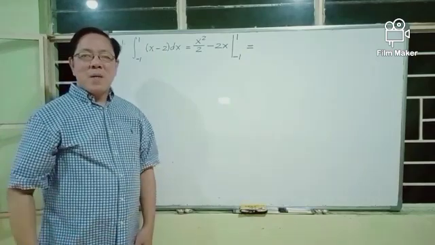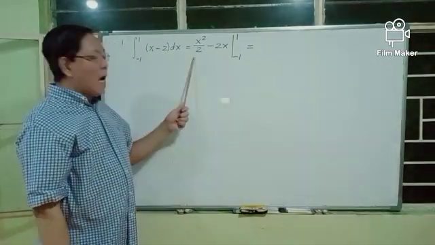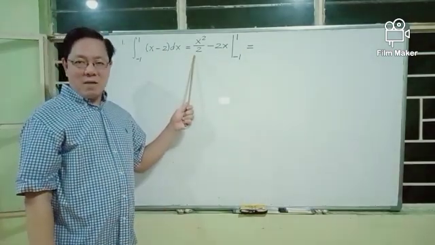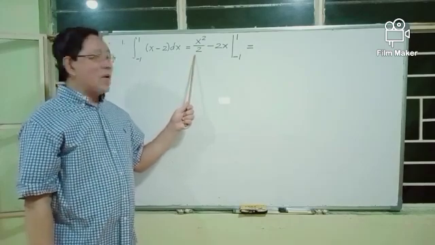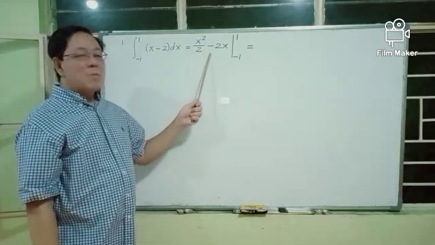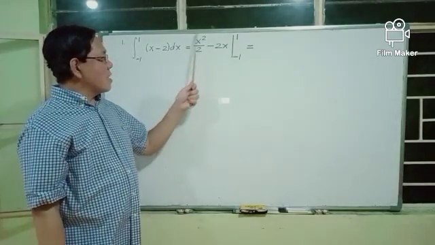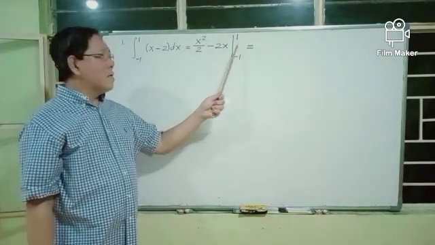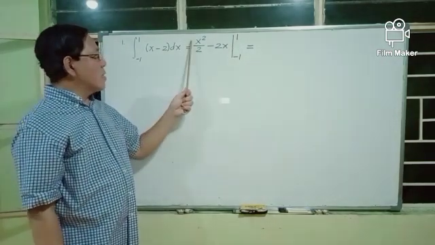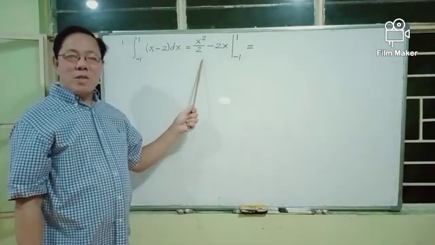In the discussion earlier, this is the capital F of x, the function capital F of x, x squared over 2 minus 2x. And we find the value of this expression when x is 1. When x is 1, you get 1 squared over 2 is 1 half.